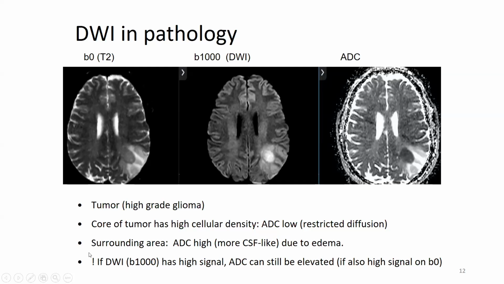Also please note, if you only look at the diffusion-weighted image, you see, of course, this core, but you also see the surroundings, and you can say, oh, that's quite a high signal on this diffusion-weighted image. But you always need to take this B0 into account, because if the signal is already high here, then the resulting ADC can still be high here. So you still need both data.